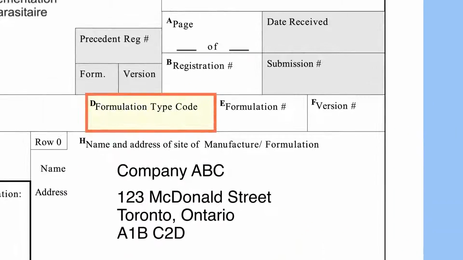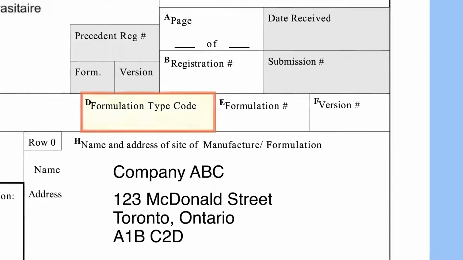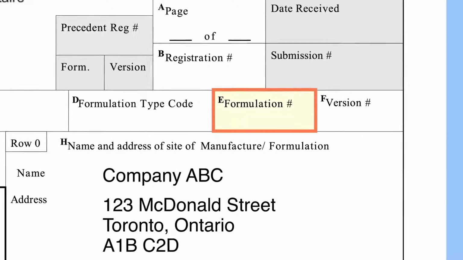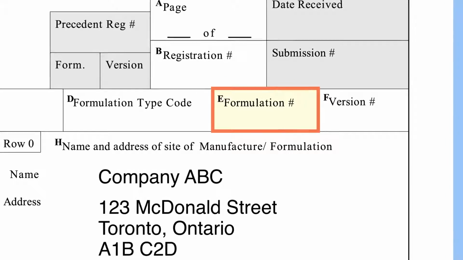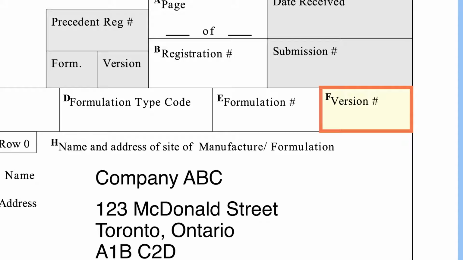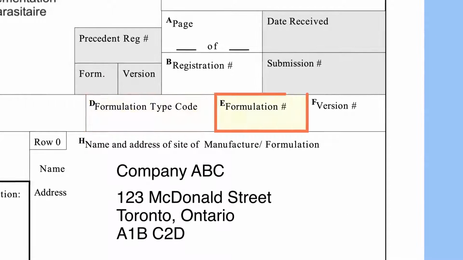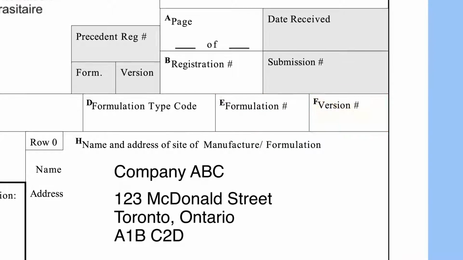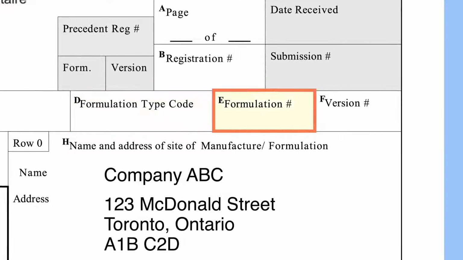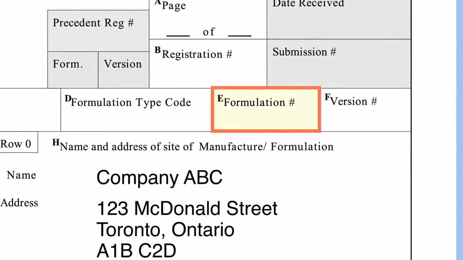Next, enter the formulation type code, formulation and version numbers. The formulation type is taken from the SPSF guidance. The formulation number increases every time a new site of manufacturer source is added. The version number increases when the specifications of the source are updated. The sections are highlighted and outlined in red.